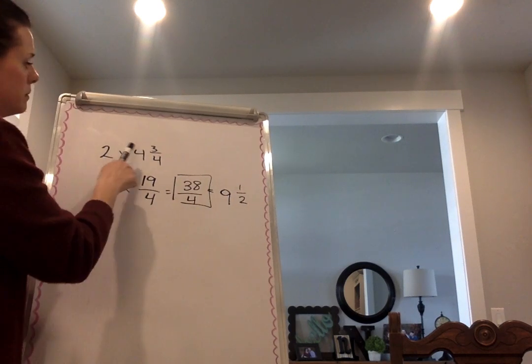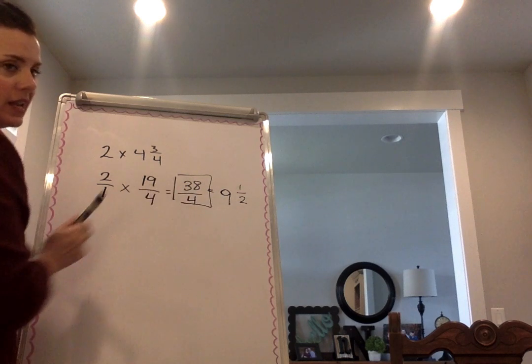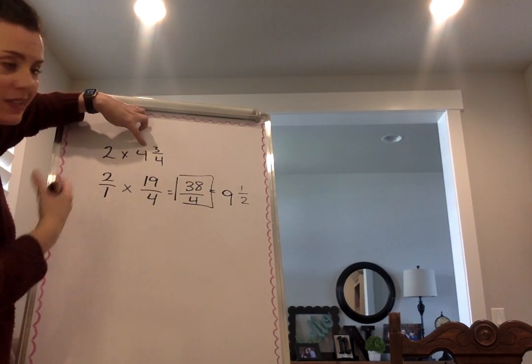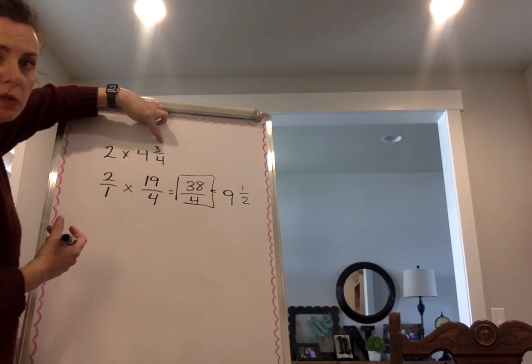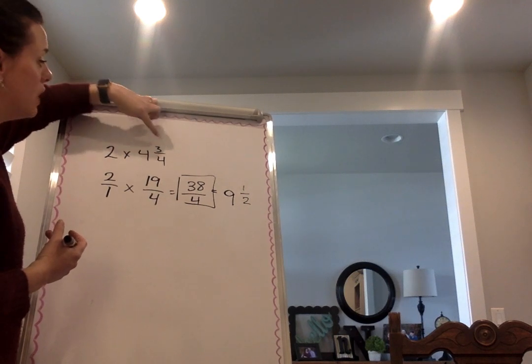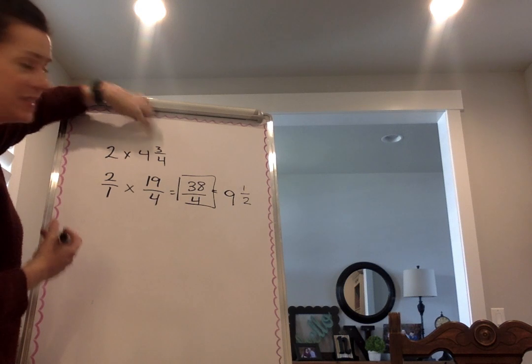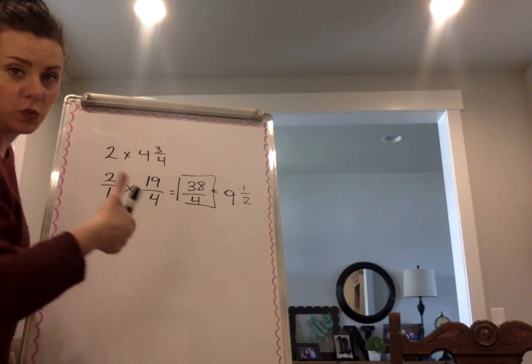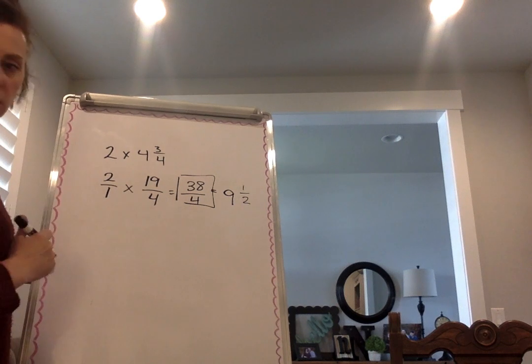So 2 times 4 3/4 is 9.5, which makes sense because 2 times 4 is 8, and this is a little bit more than 4, but it's not quite 5 because 2 times 5 is 10, so this is right in the middle of those two. So we know we're right, we're good. Okay, let's try the next one.